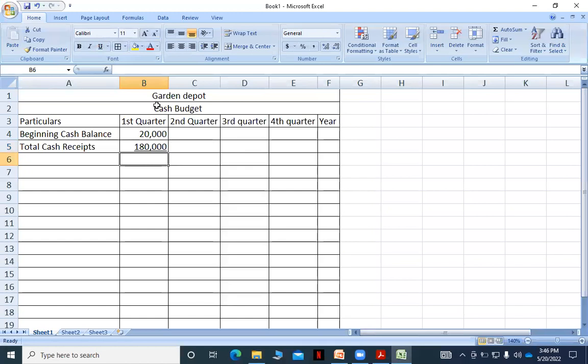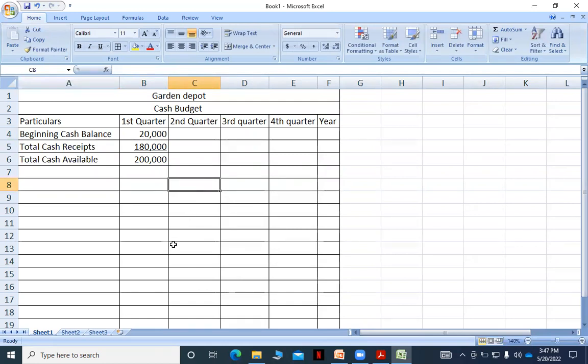That means it is 2 lakh, right? Yes, it is 2 lakh. So this is what we call total cash available. Total cash available is 2 lakh.